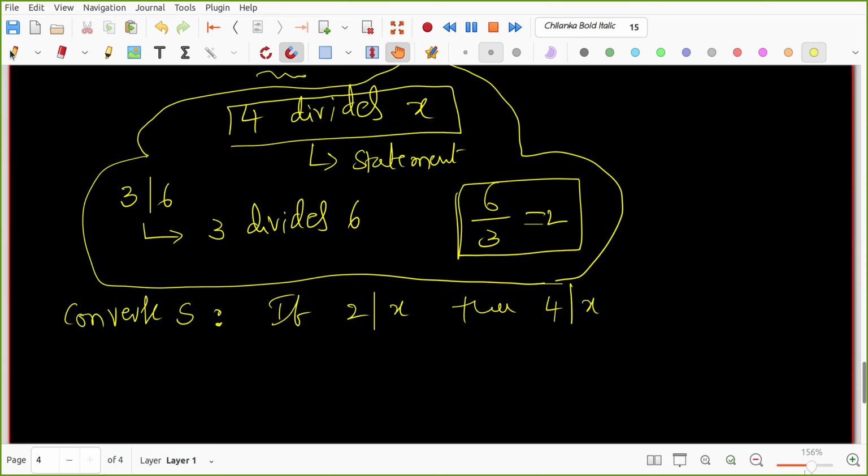What about the contrapositive? The contrapositive will be: if 2 does not divide x, then 4 does not divide x. This statement is also true, right?